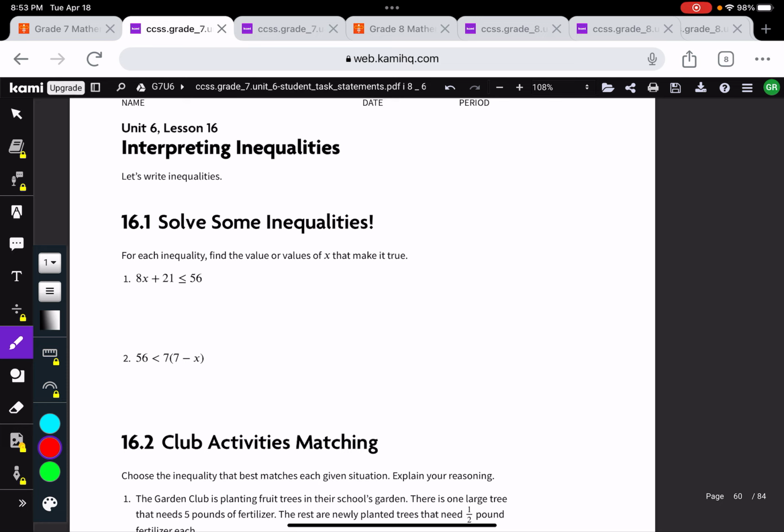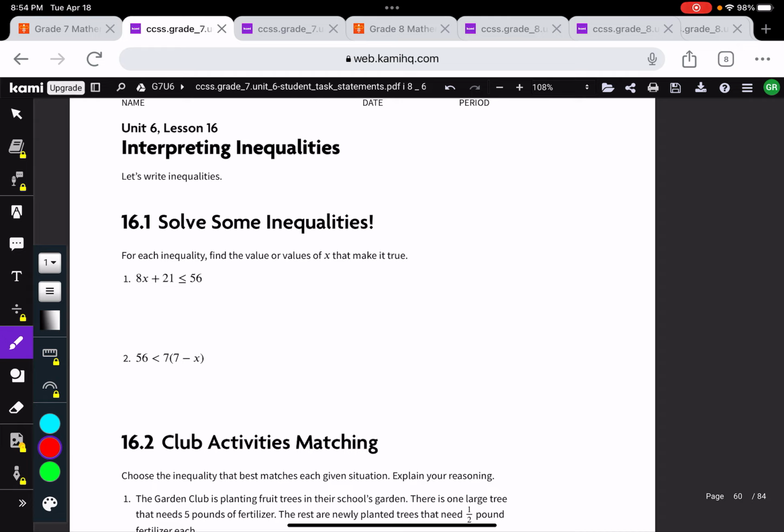So let's get started. We're going to do lesson 16. As I mentioned the other day, we're going to skip lesson 15. Not that it's not important, but we've got to pick and choose our battles right now so that we can get through necessary material before the end of the year. And by skipping 15, we're losing a little bit of practice on solving equations, but at the same time, we're going to be practicing solving equations.